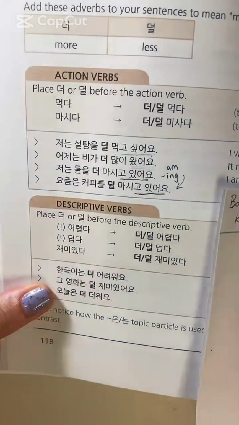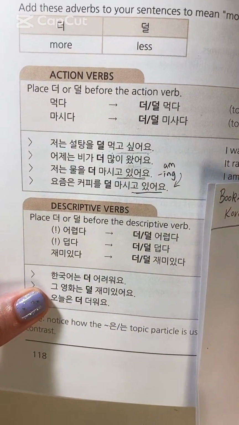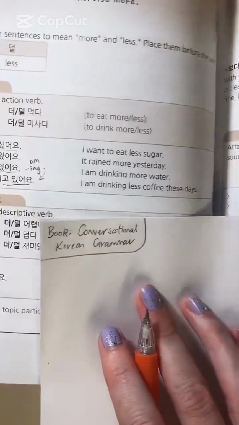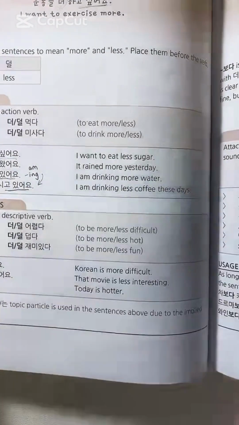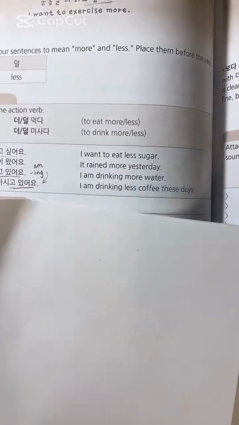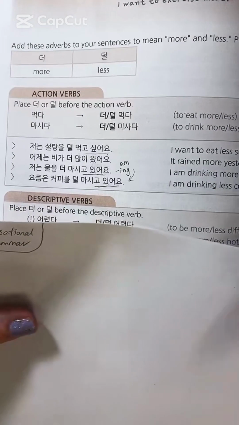For 요즘은 커피를 덜 마시고 있어요. These days I'm drinking less coffee. That is not true for me. I drink lots of coffee every day. Perhaps I shouldn't, but that's just how things go.